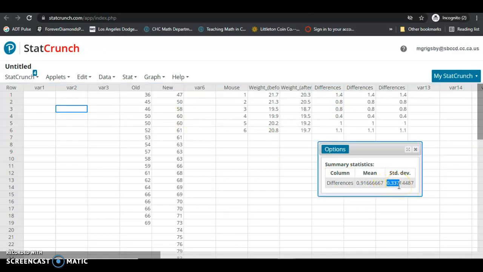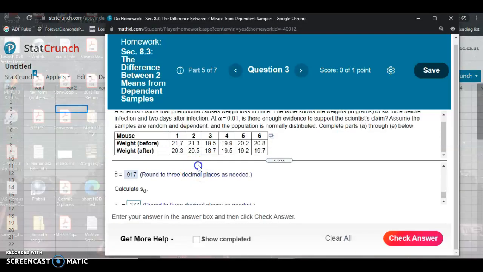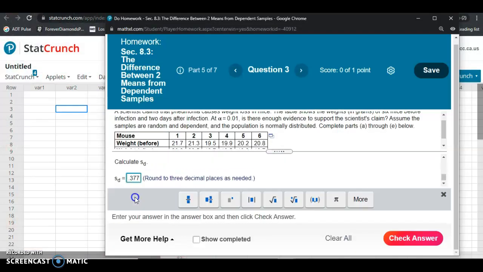I apologize, I entered it incorrectly. It's actually 0.337, so that other 7 should be a 3. We're going to round that to 3 decimal places.